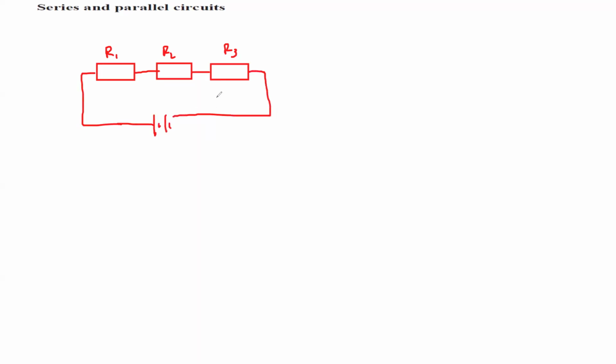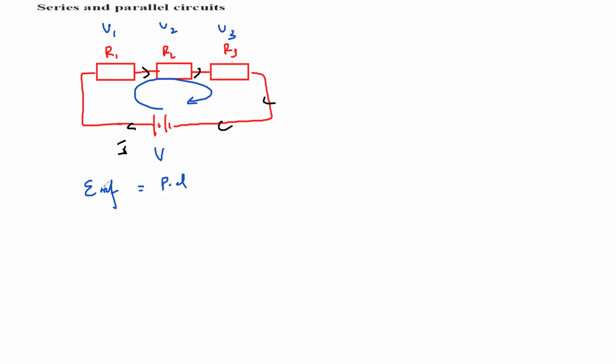A characteristic of the series circuit is that it always has the same current. The current I from the battery is the same current that flows through each component. But the voltage will divide. If the total voltage is V, the voltage here is V1, here V2, and here V3. We are actually using Kirchhoff's second law. What is Kirchhoff's second law? The total EMF equals the total potential difference in a closed loop. So the total EMF is V and the total potential difference is V1 plus V2 plus V3, and V equals IR, Ohm's law.